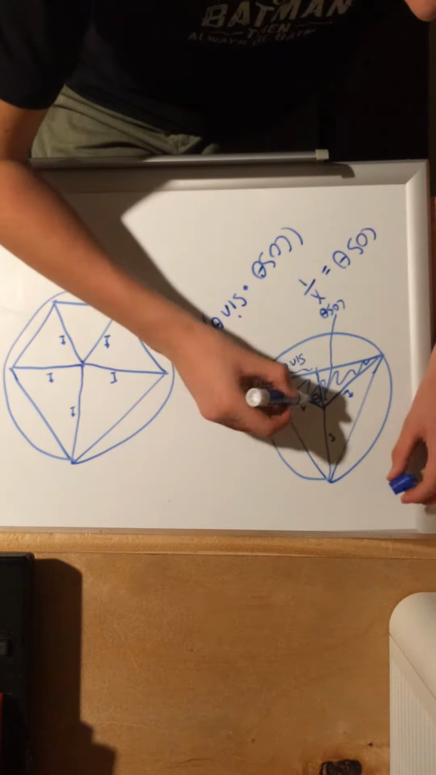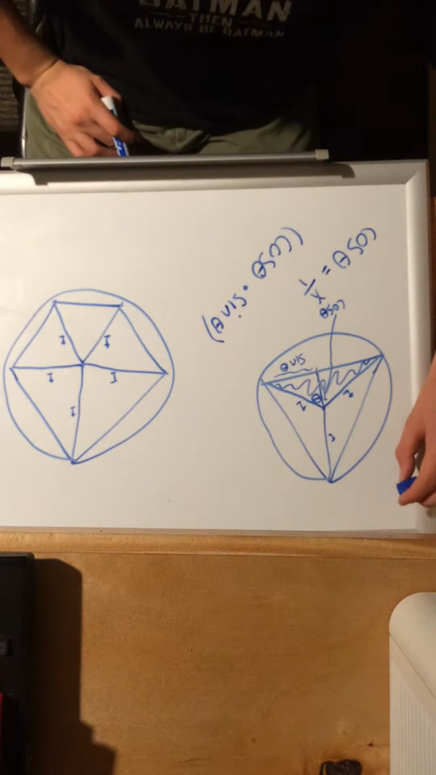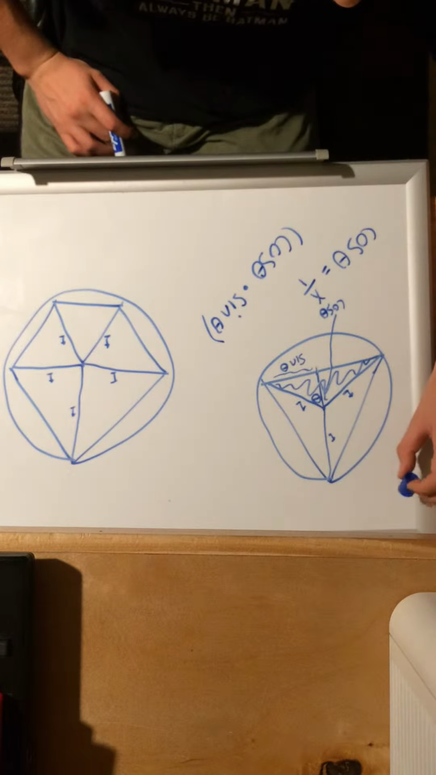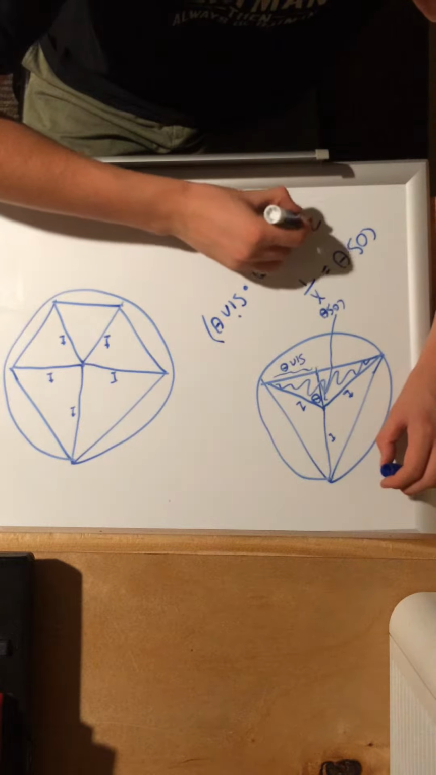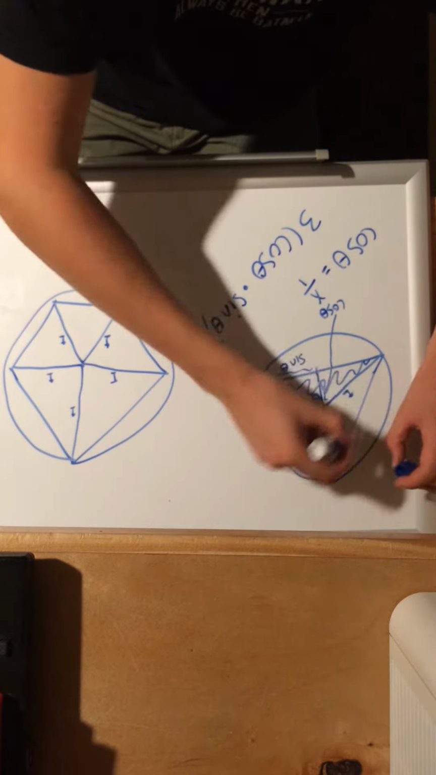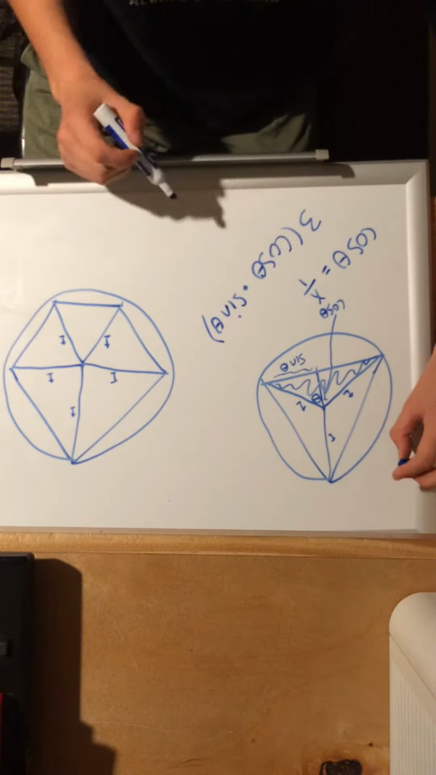Now that section is 1/3 of the polygon with 3 different sides, or 1/3 of a triangle. So we multiply it by 3, and we get the area of this polygon, the area of a triangle: cosine of theta times sine of theta times 3.